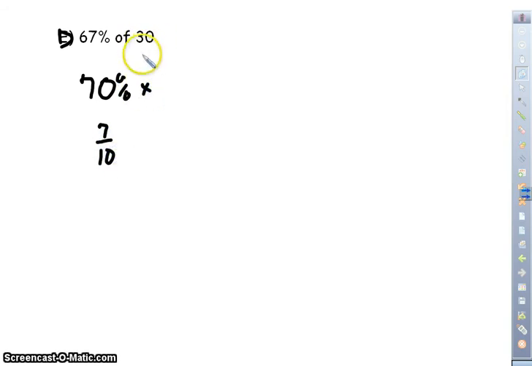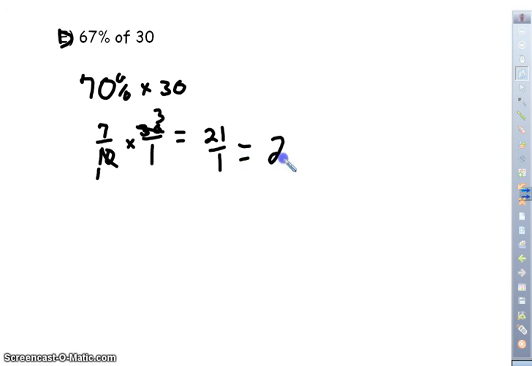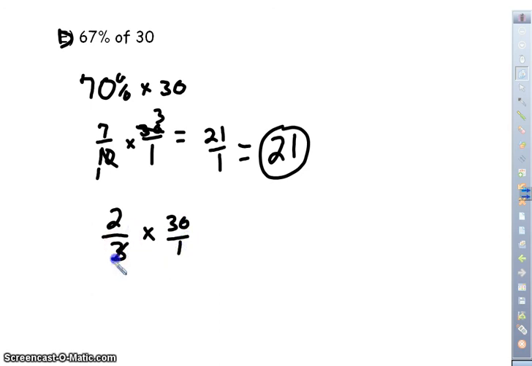And then this number, 30, is already a good compatible number. It's already a multiple of 5, so we'll leave it 30. You put it over 1 times, and you're going to cross reduce, which gives me 1 and 3, and we get 21 over 1, equaling 21. That's one possibility. Another possibility is if you look at the chart, you will see that 66 2/3% is equal to 2/3. That's actually the most accurate of this, times 30 over 1. So we cross reduce, we get 10, and you can see we get 20 for an answer. They're again within 1 or 2. It doesn't matter which one you use.